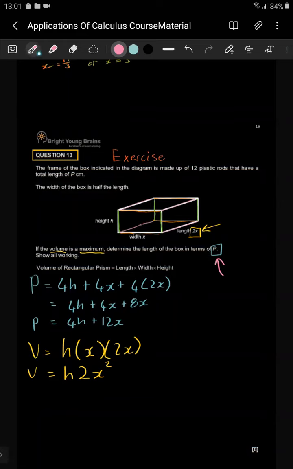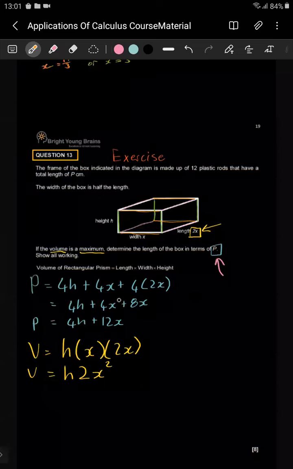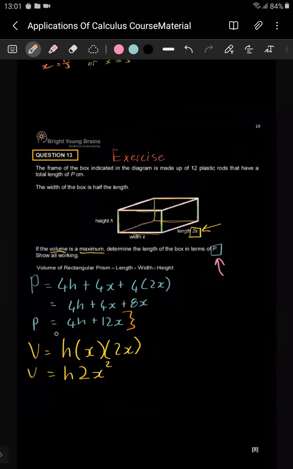So what we can actually do, keeping that in mind, is isolate H in this equation, because H looks like it's the weird one. Let's isolate H so that we can substitute a value of H here. Our equation will then only have a P and an X. So let us do that.